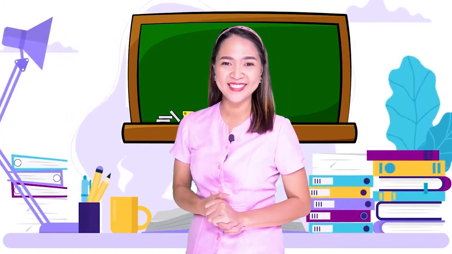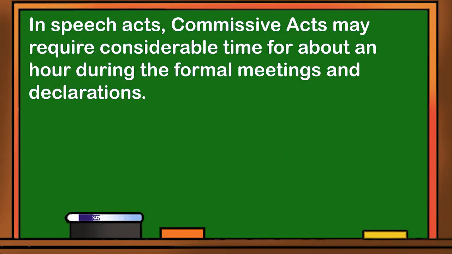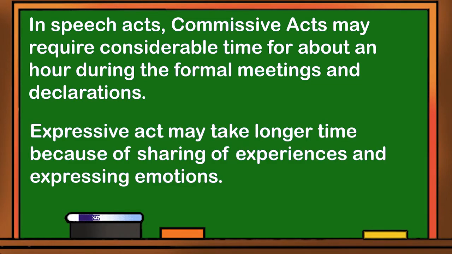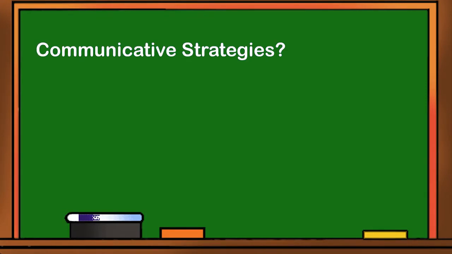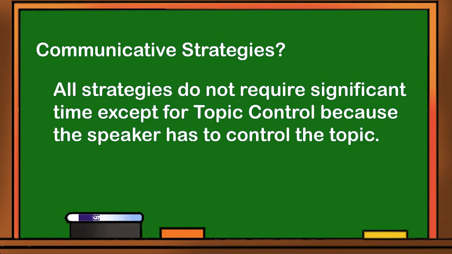Is it a little weird that a mother doesn't care much about how it happened? Let's go to speech acts. In speech acts, commissive acts may require considerable time, about an hour, during formal meetings and declarations, while expressive acts may take longer because of sharing of experiences and expressing emotions. How about communicative strategies? All strategies do not require significant time except for topic control because the speaker has to control the topic.